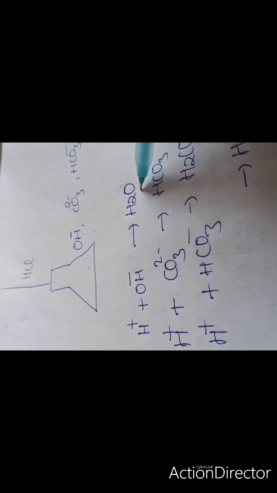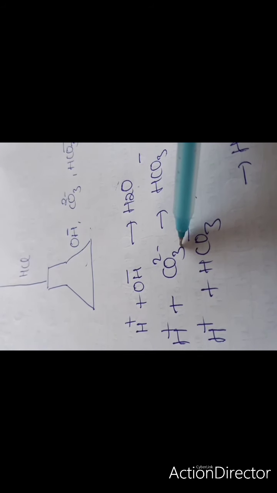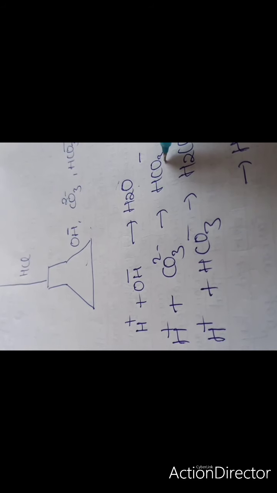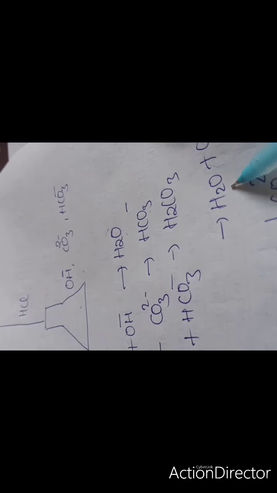Now let us see what is going on during the acid-base titration. These are the reactions which are going on when you are adding acid to alkaline water. It will result in the formation of water. Then when it reacts with the carbonates, it gives you bicarbonate, and when it reacts with bicarbonate, it gives you carbonic acid, which is further neutralized. So you can see complete neutralization is taking place here.